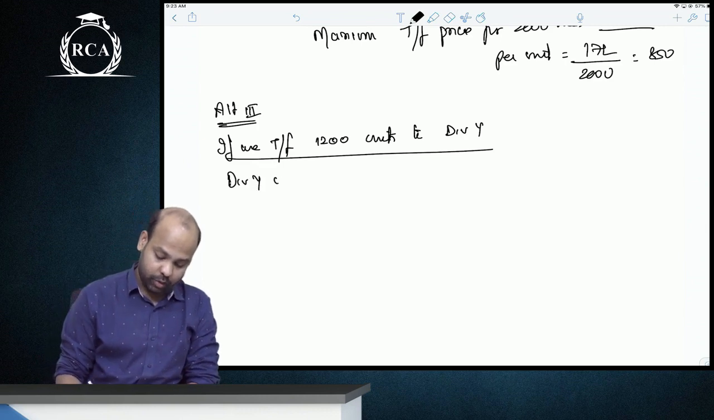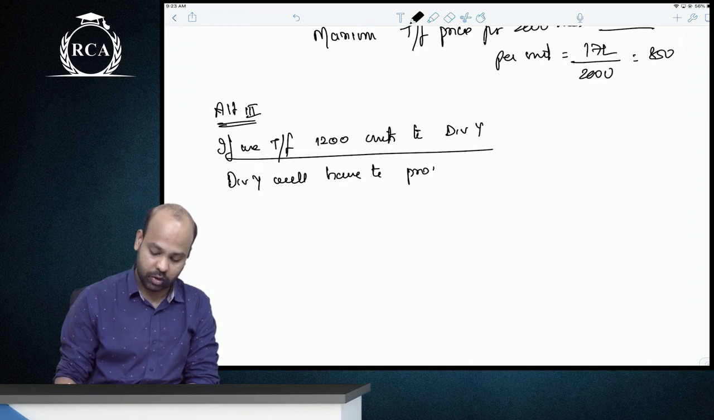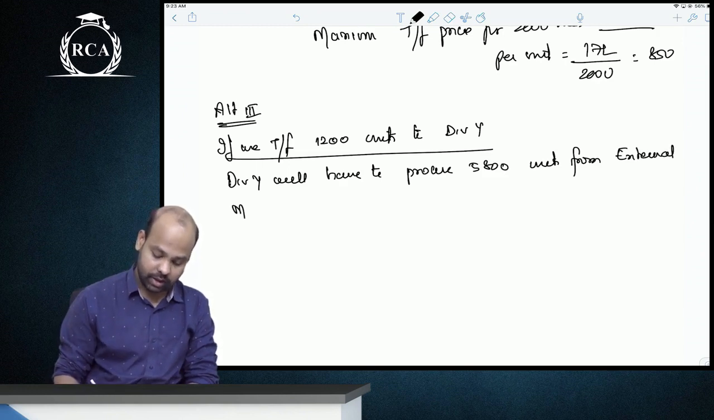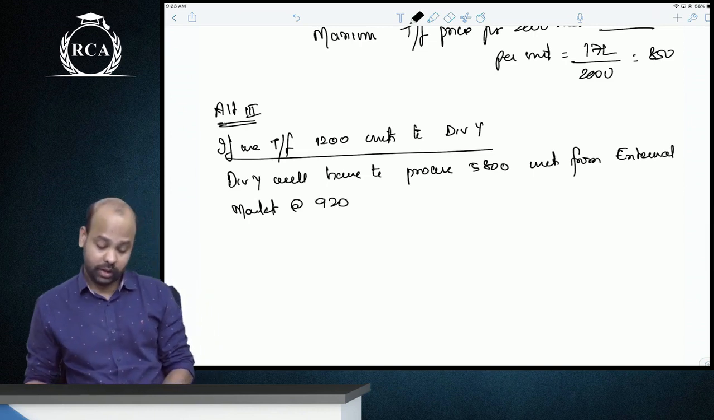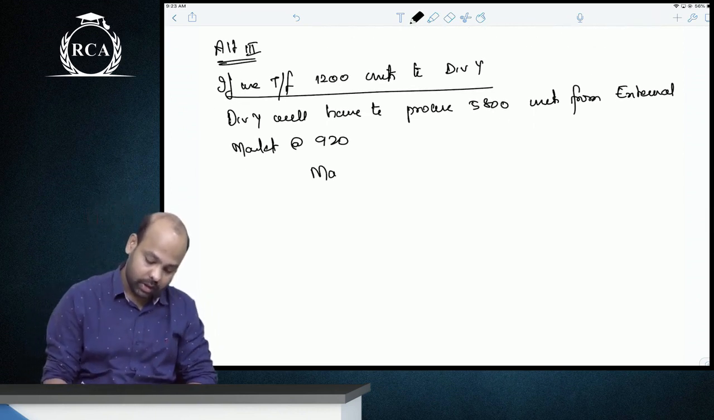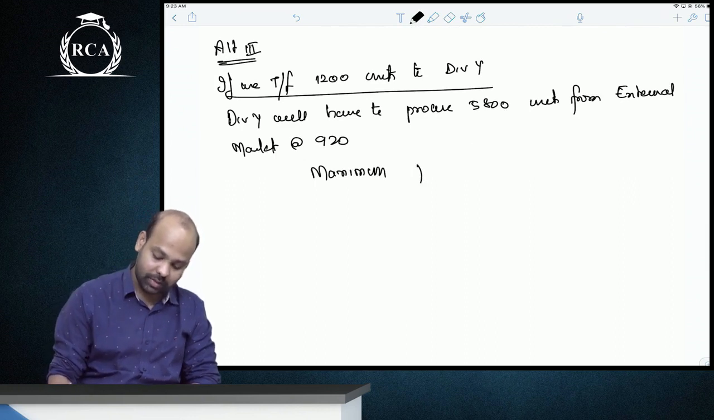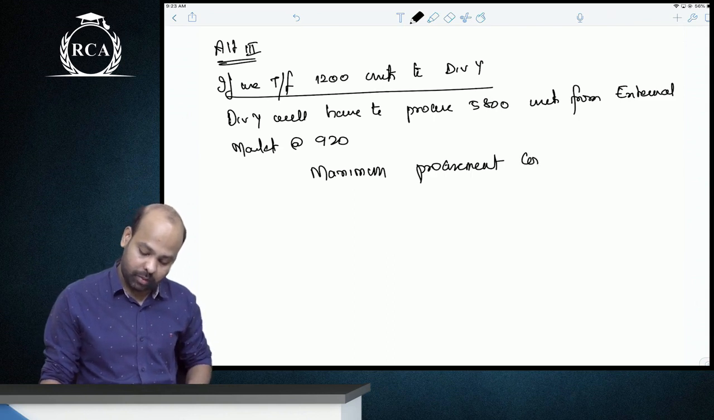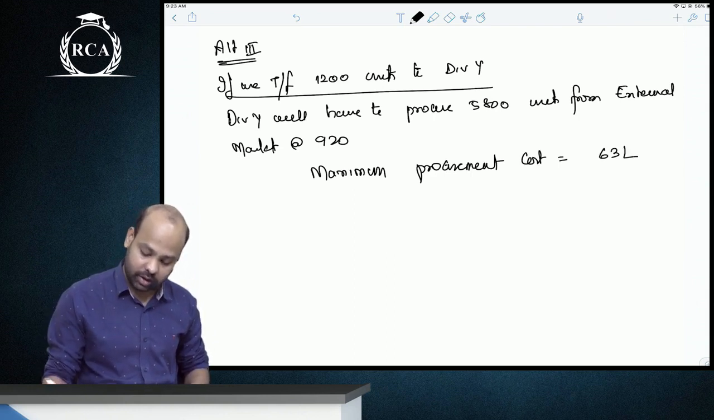Division Y will have to procure how many units, beta? Will have to procure 5800 units from the external market at 920 rupees. Yes or no? Yes sir. So here, beta, what will happen? Their maximum procurement cost, beta, cannot exceed 63 lakhs.